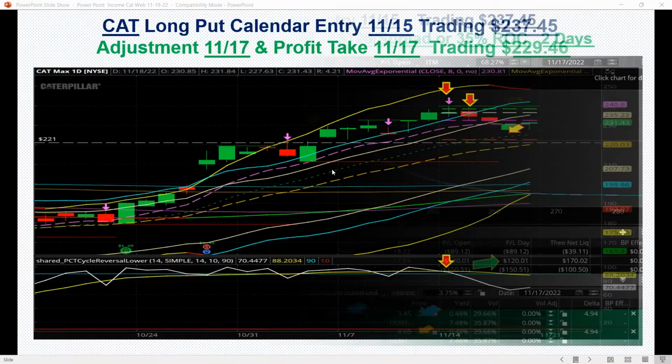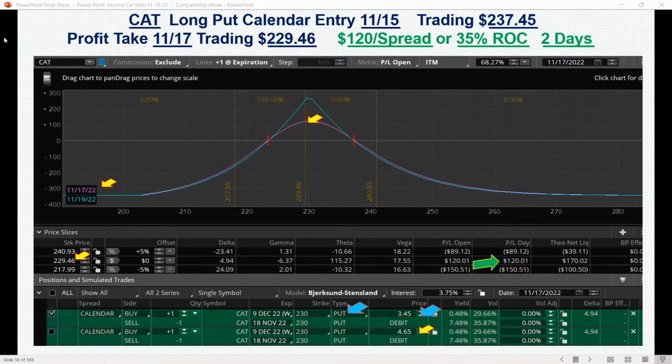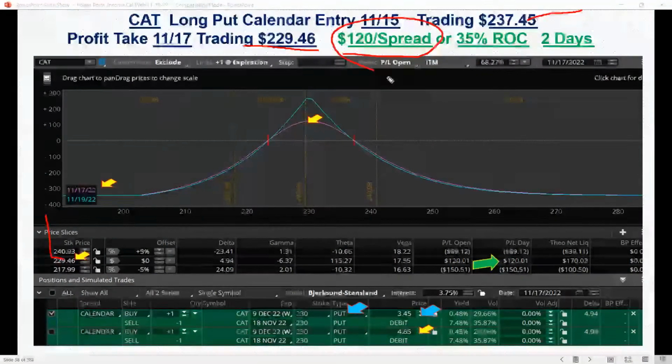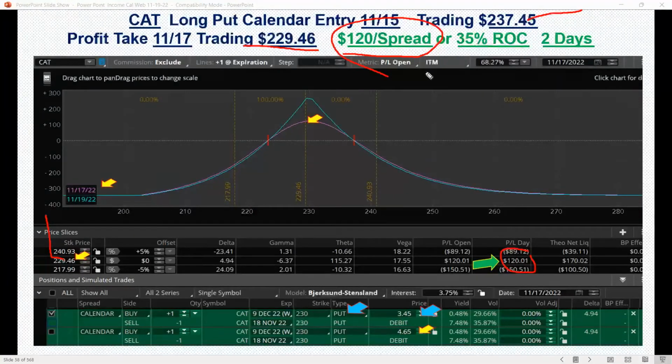So here's what it looked like going out. This was on the 17th. We had a profit take and adjustment on the 17th. So set it up, it was traded at 237.45. Then on the 17th, it had traded down to 229.46. So at that point in time, we closed out the trade or took profit on part of it. It was up $120 per spread right here. Your cost of the trade, your max risk, was your debit, 345. So that's a 35% return in 2 days.